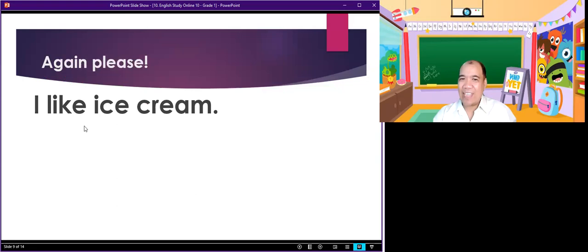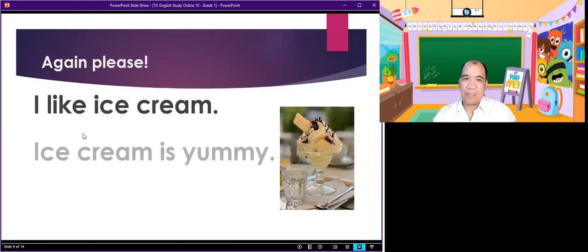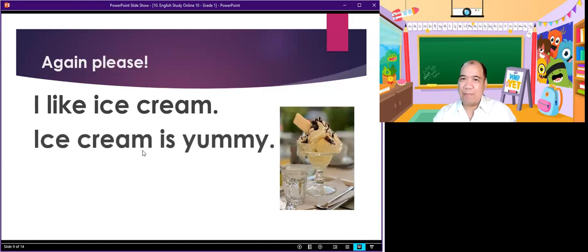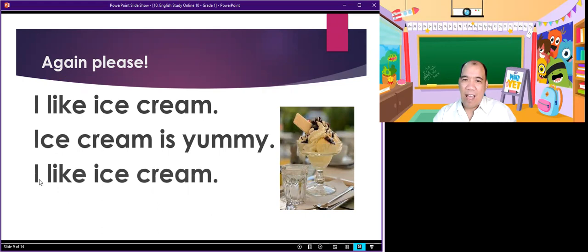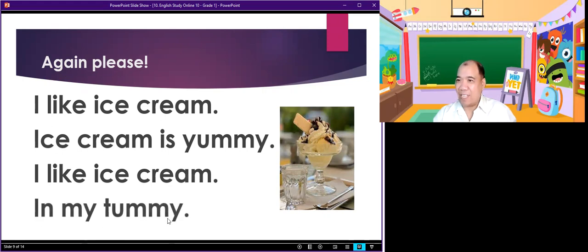I like ice cream. Ice cream is yummy. I like ice cream in my tummy. Did you get it? Again, I like ice cream. Ice cream is yummy. I like ice cream in my tummy.